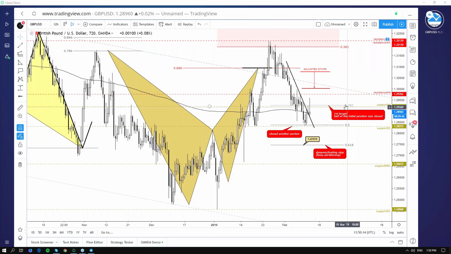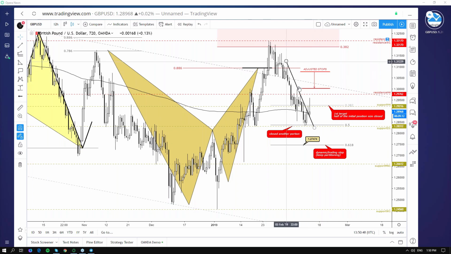We have reached the first target, the 38% retracement. As I mentioned here, this is my first target. Half of my initial position size closed, break even on my trade. And as soon as the market achieved the 50% retracement, I decided to close another portion of this trade. So I keep inside this market with a small, tiny position, waiting for the golden ratio. I still believe there's room for pound to fall into these levels.